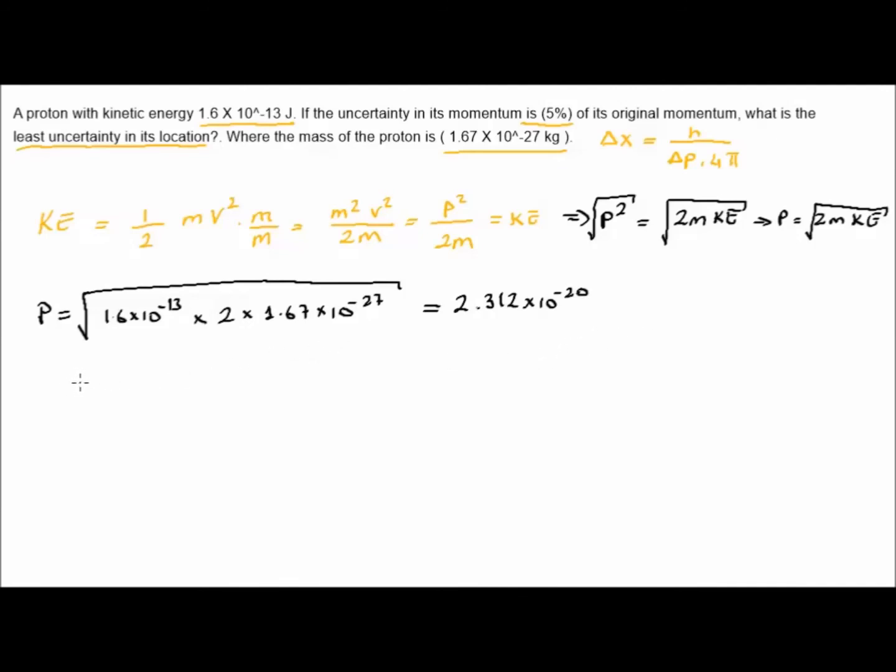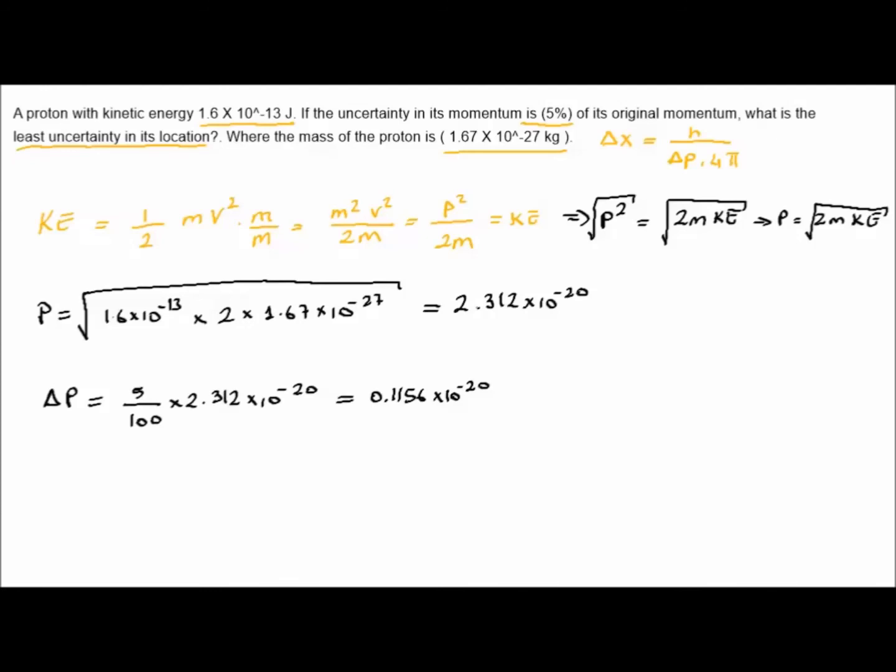Now we have to find delta p. Delta p is equal to 5% of it, times 2.312 times 10 to minus 20, and it is going to be equal to 0.1156 times 10 to minus 20.